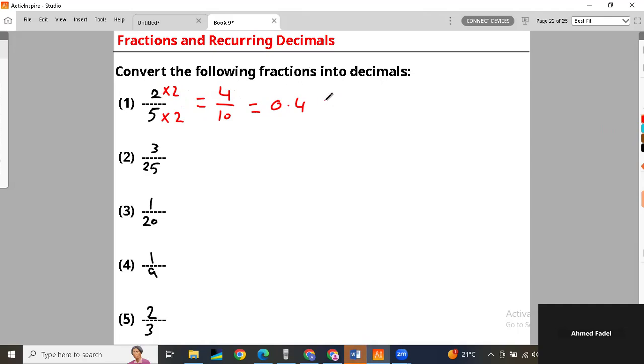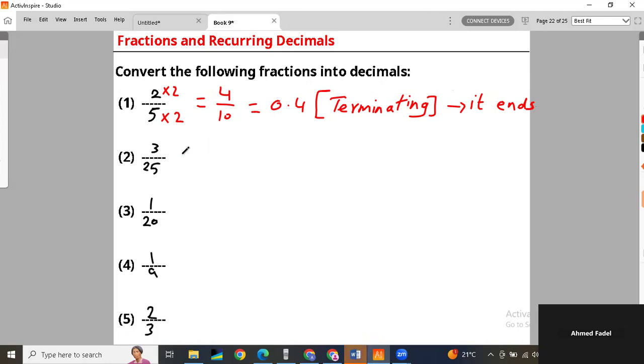If it's not endless, what do we call it? We call it terminating. What is the meaning of terminating? Not endless, it ends.